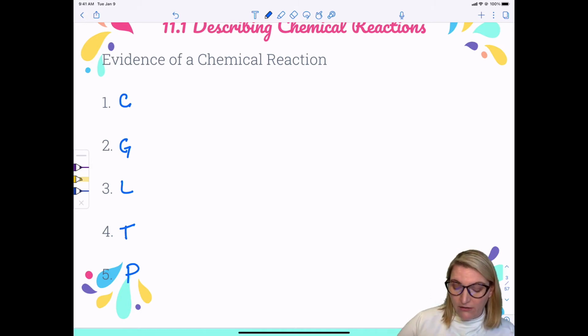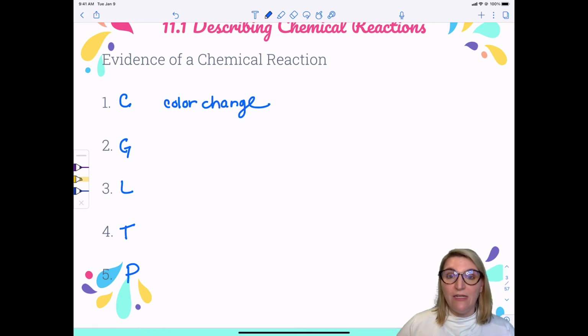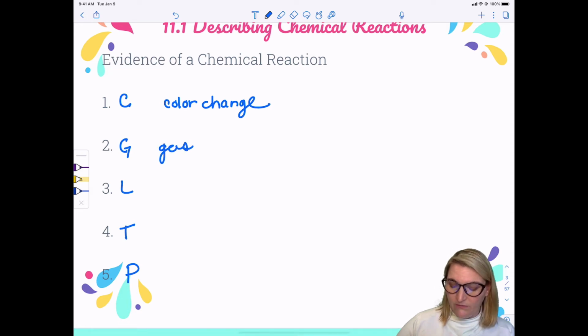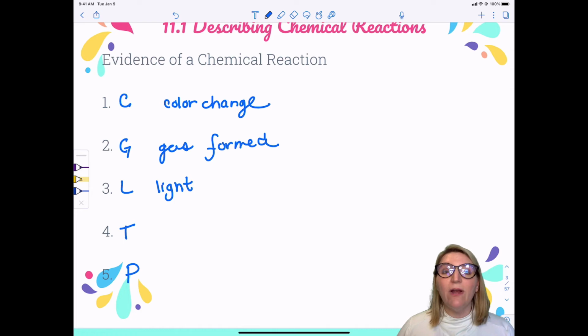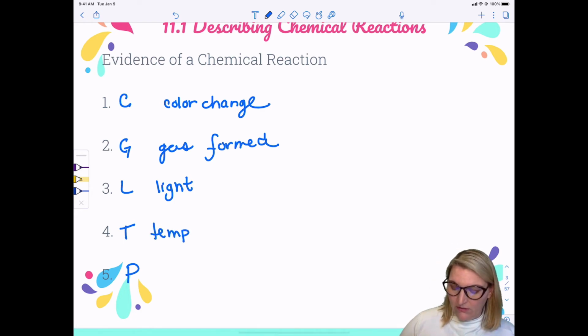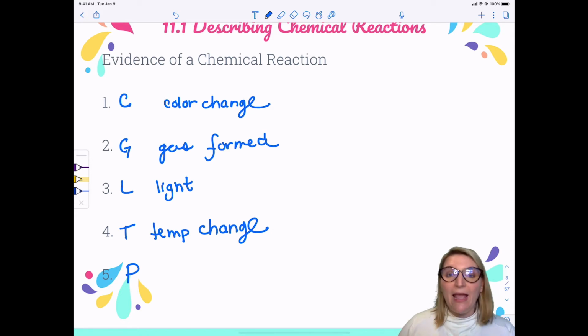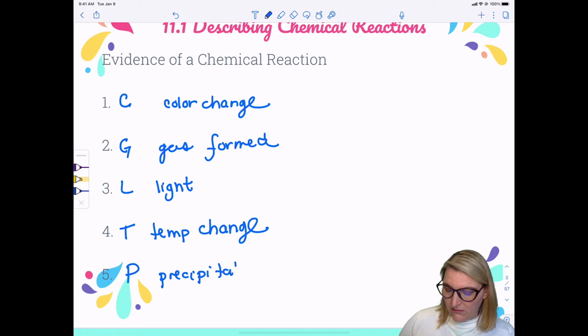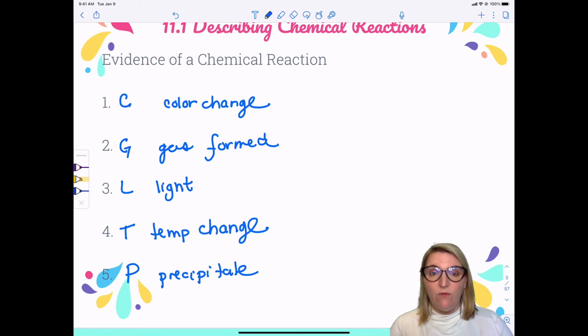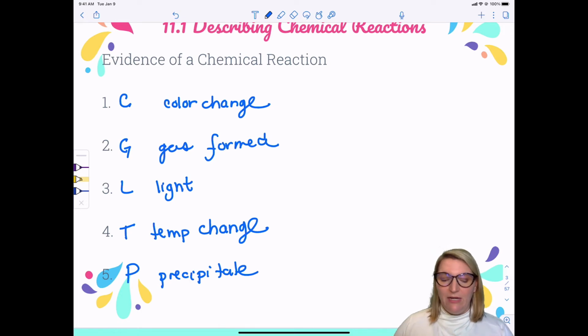The C stands for color change. G stands for a gas is formed. L stands for light. T stands for a temperature change. And P stands for a precipitate. So a precipitate, this was the new one for us, is a solid product that is formed when 2 aqueous solutions mix together. We're going to look a whole lot at this last one in this chapter.